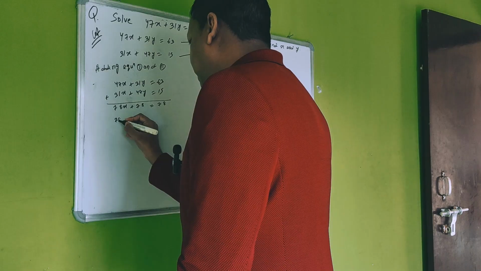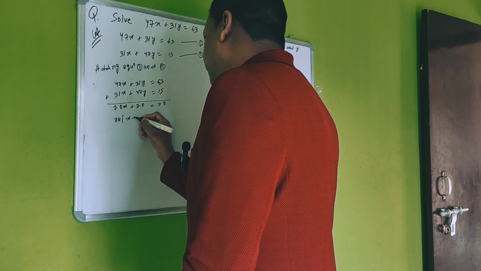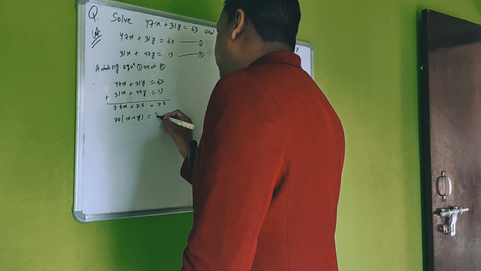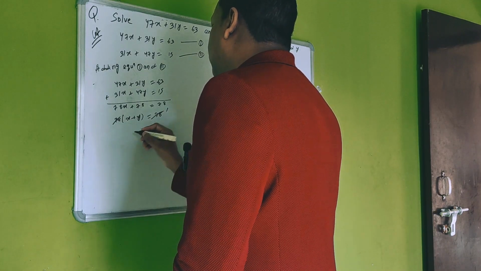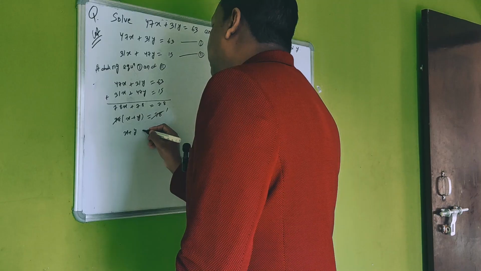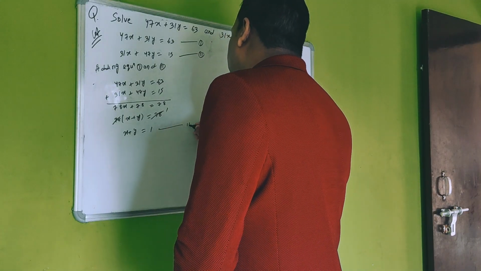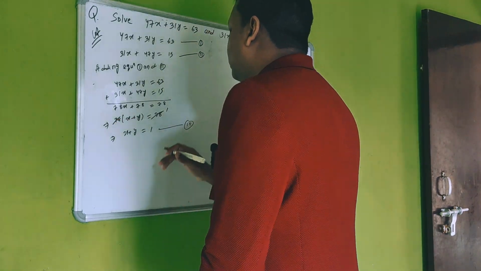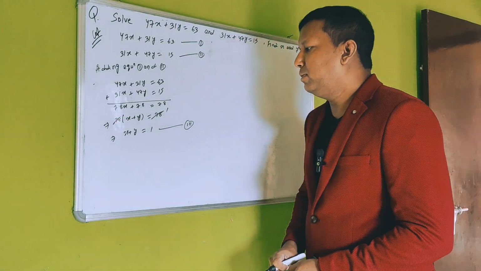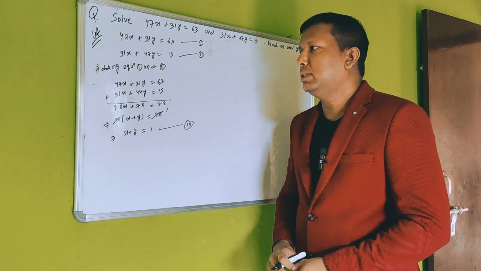So let's take the 78 common. So x plus y, and here 78. Or we can write, 78 cancels. Then we can write x plus y equal to 1. So now this is the third equation. Now here you can see x plus y equal to 1. This is a simple equation.